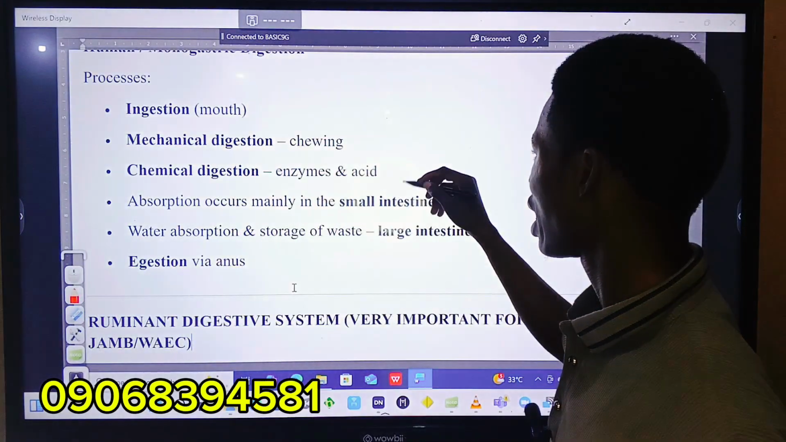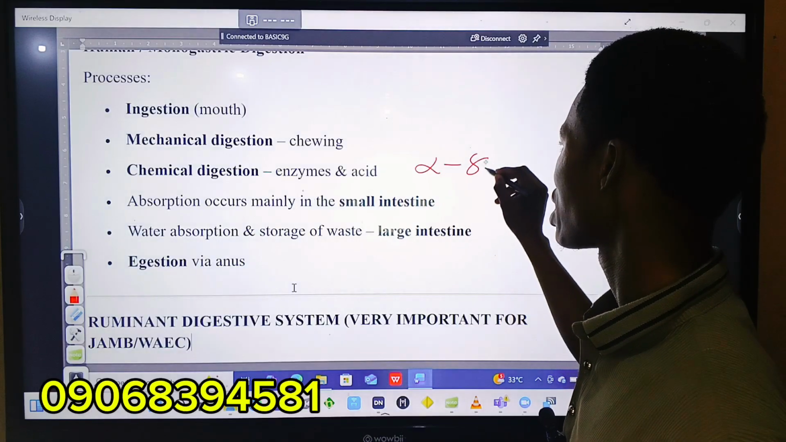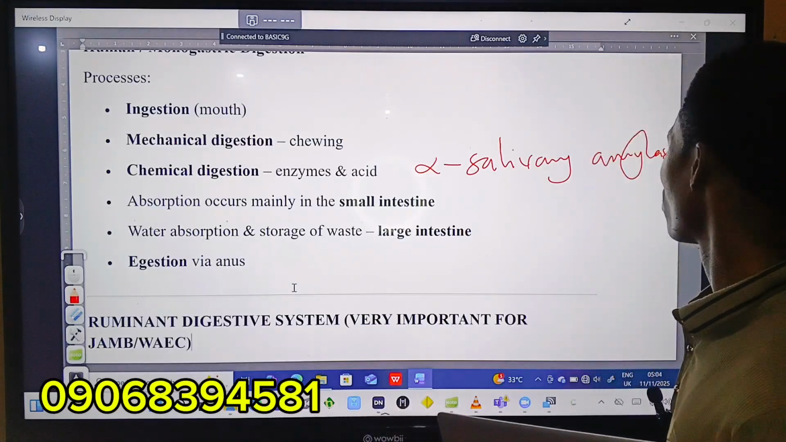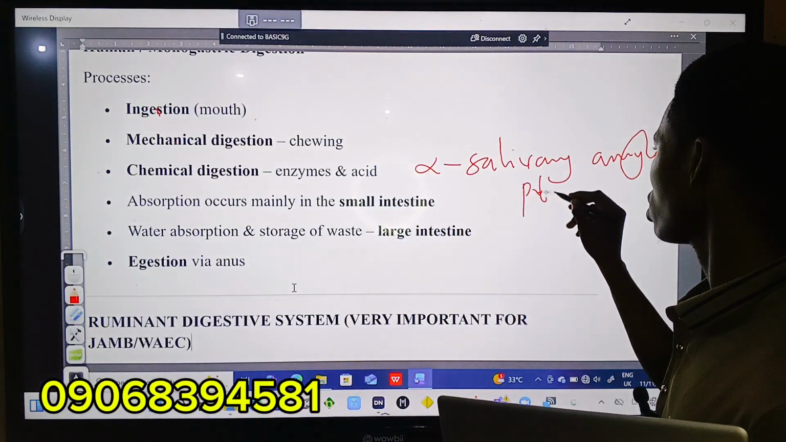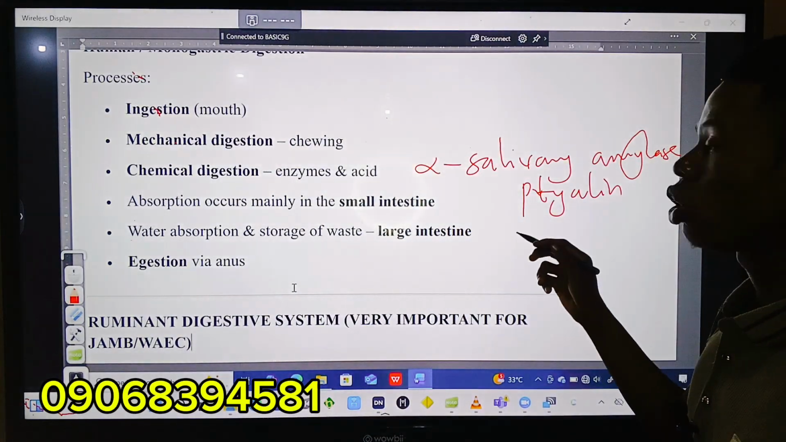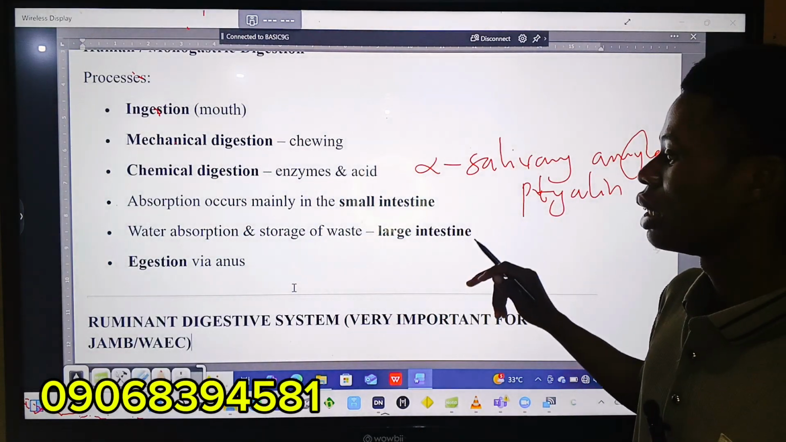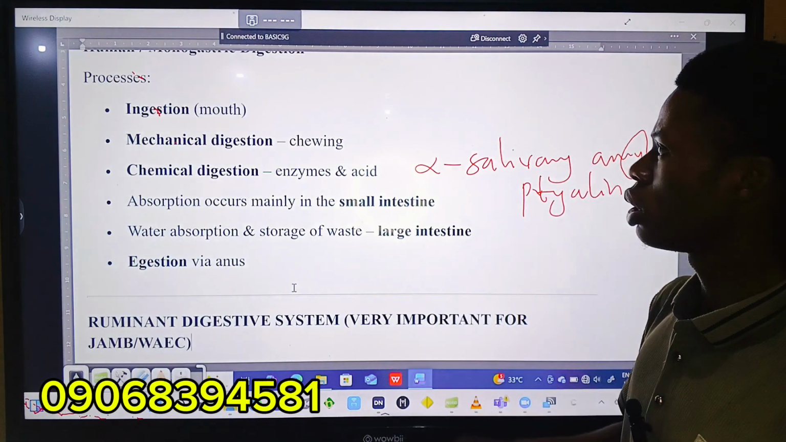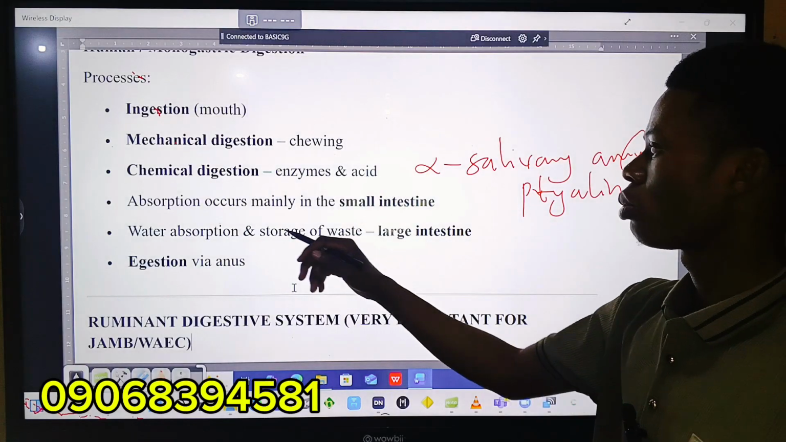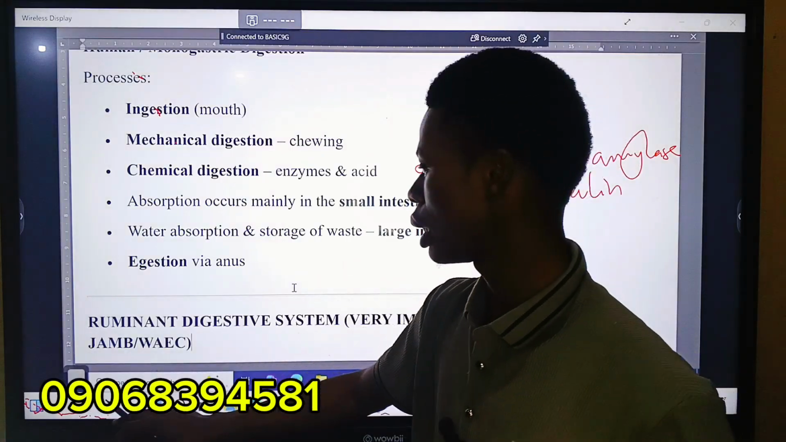the saliva mixes with the food, and the salivary gland produces an enzyme called alpha salivary amylase. This alpha salivary amylase is also called ptyalin. So you call it alpha salivary amylase or you call it ptyalin. Now, this enzyme is produced in the mouth, and it starts the breakdown of food substance. That's chemical digestion.